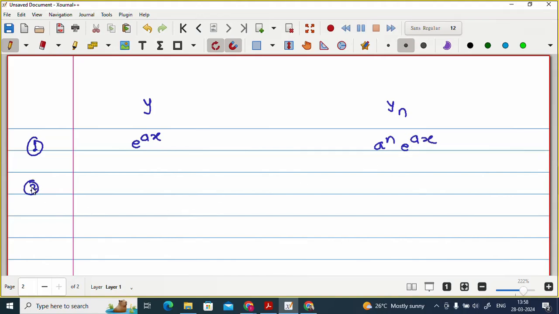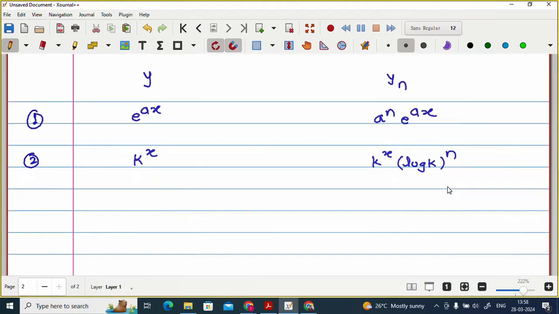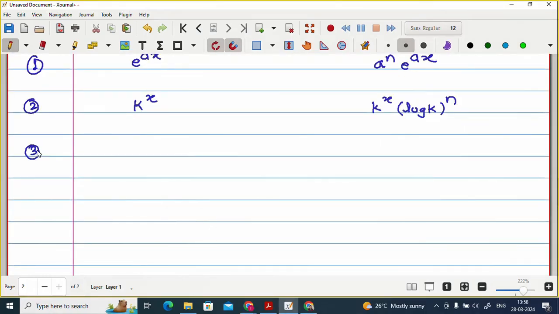Second formula, if y is k raised to x, where k is some constant, then its nth derivative is given by k raised to x log of k, bracket raised to n. Then third, if y is ax plus b raised to m, where m is less than n, suppose, in that case the nth derivative is 0, and if m is equal to n, in that case the nth derivative is given by a raised to m into m factorial.